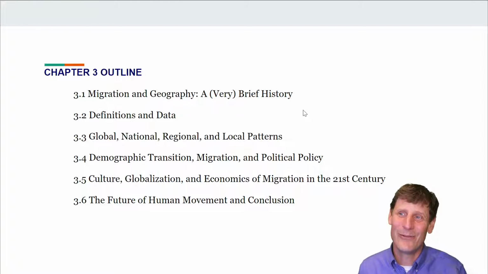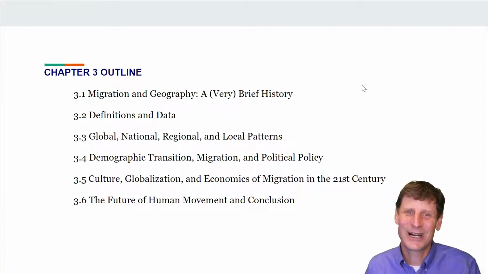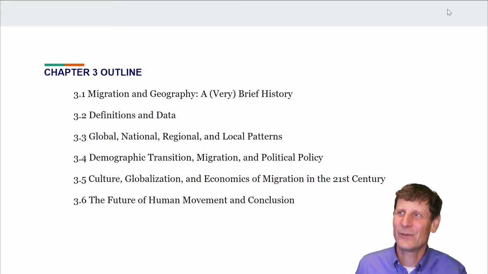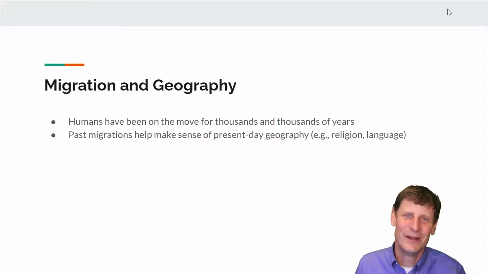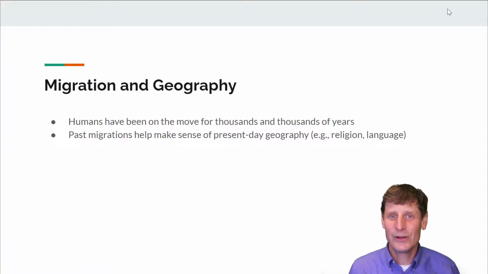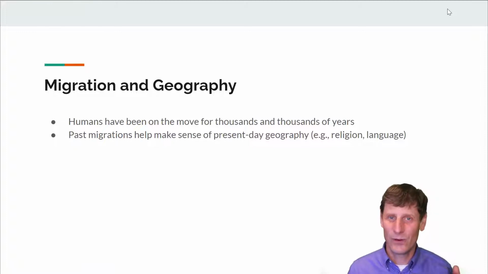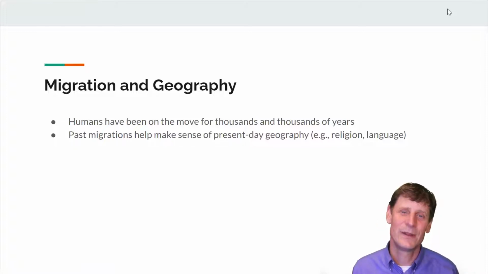Let's talk though about why migration is an important subject for geographers to study, and in fact why it's got a lot of connections to a lot of other elements of geography. First of all, humans are animals that move, and move great distances at times. The human species has been moving around the planet for thousands and thousands of years. That's interesting in itself. That's continuing today. So this is not a new thing.